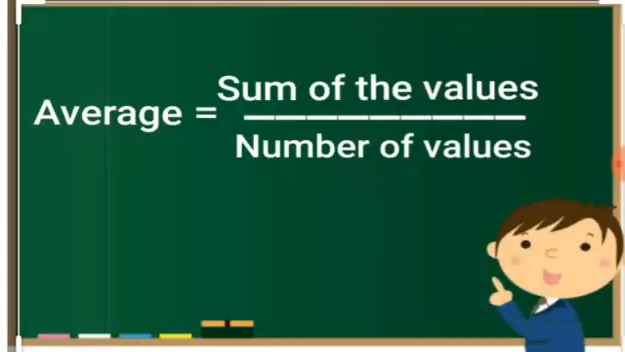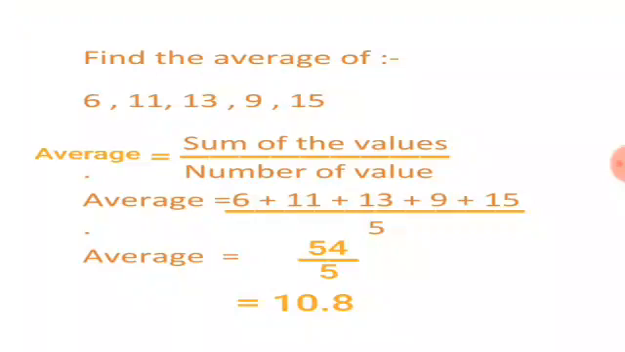Now how we can find the average? Here is a formula to find the average, that is sum of the values divided by number of values. So let us do it with the help of examples. Here first one is find the average of the given values. So formula is average is equal to sum of the values divided by number of values.